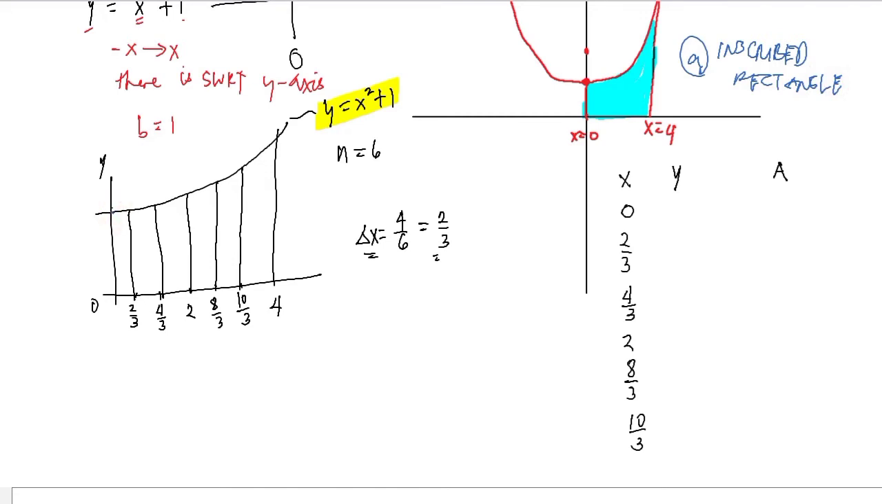So, galing dito, yan. Ito yung first height. Ito yung second height. Ito yung third. Ito yung fourth, ito yung fifth, ito yung sixth, no? So, ibig sabihin si 4 hindi kasama kasi inscribed yung pinag-uusapan natin dito. Inscribed, no? So, hanggang 10/3 lang tayo. Kasi yung height nitong last na rectangle natin, yung height nito ay yung height natin at this point.